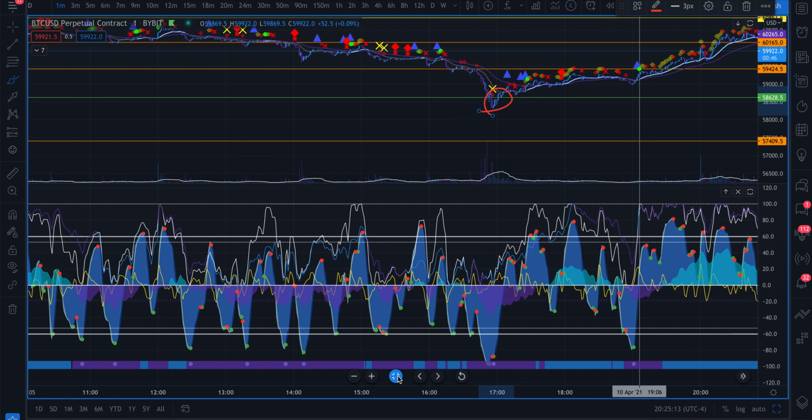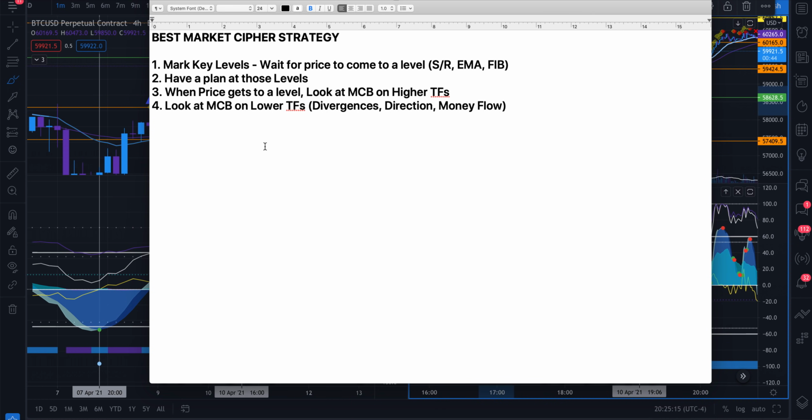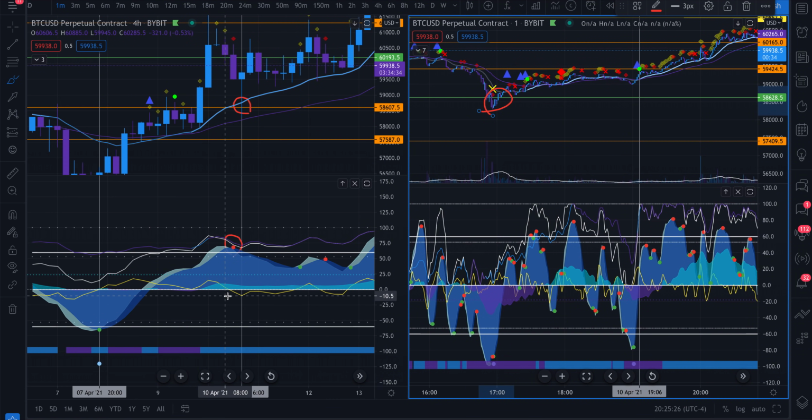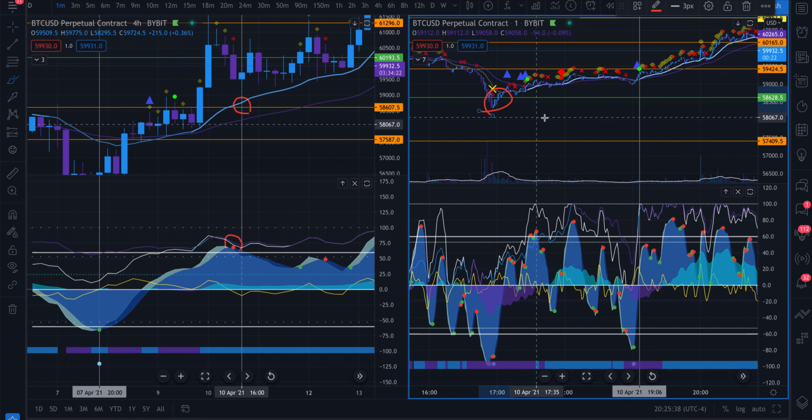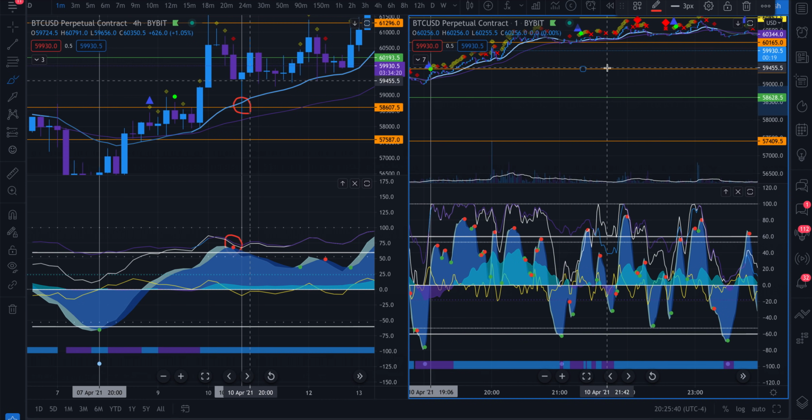We need to put all these different things together. Okay, this is what we need to do to find those good entries. We can't just look at one time frame. We need to mark our levels. We need to have a plan. We need to look at the higher time frames on Market Cipher, and then we need to look at the lower time frames. And if everything lines up, that's when we enter. And we enter the trade right here, because this is where we see the money flow crossover. Boom, we enter long. We set our take profits, and we ride that up.